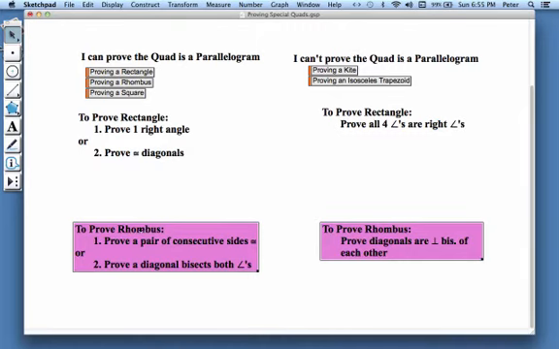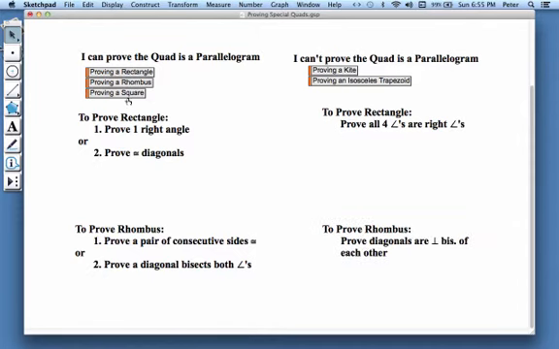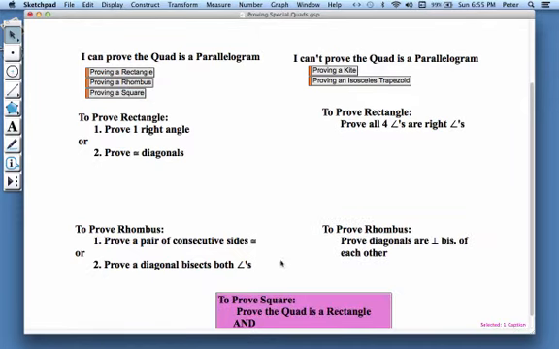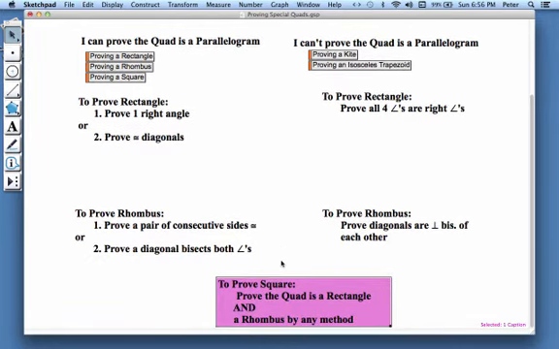If you wanted to prove it's a rhombus, after proving it's a parallelogram, then you'd have to show that a pair of consecutive sides were congruent, that's right from the definition, or prove that the diagonal bisects both angles, because that only happens in a parallelogram. That's a rhombus. If you wanted to prove something is a square, after having shown that it was a parallelogram, then you would simply prove that the figure is a rectangle and a rhombus.